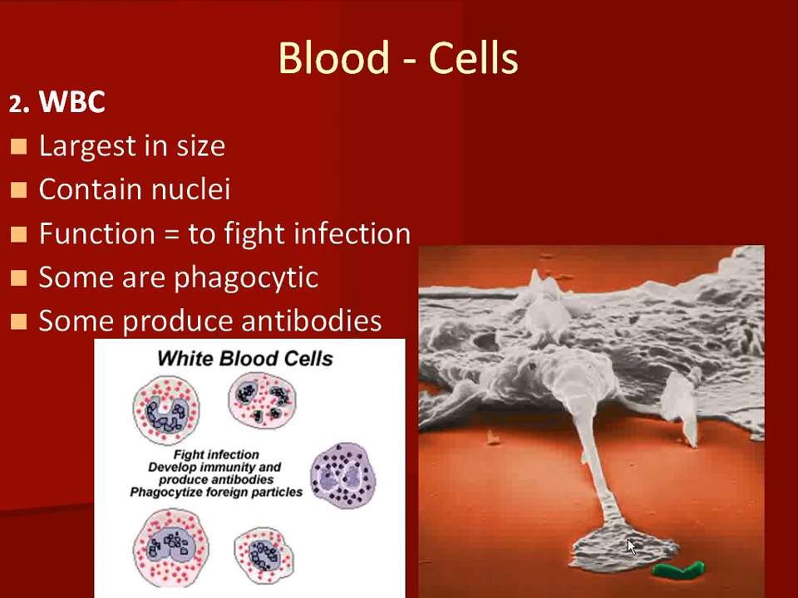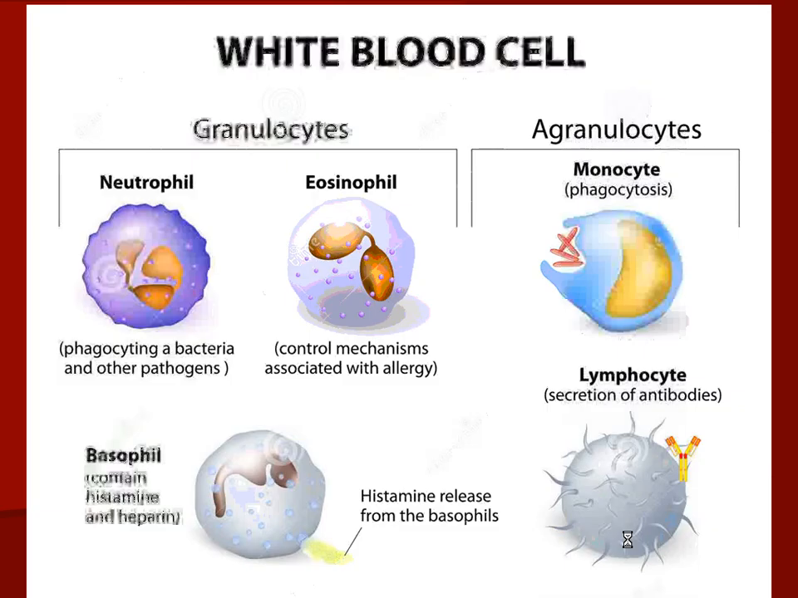Some produce antibodies. We're going to talk about antibodies in a little bit, so I won't mention that now. There's a slide that just shows some types of white blood cells and what they're involved in. So there's histamine, if you've ever heard of that. Antihistamines are things you'll take to help out with things like allergies.